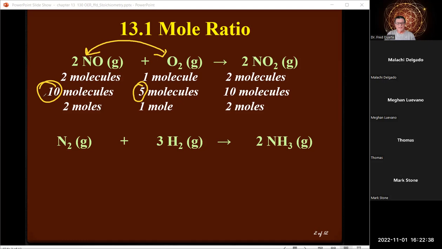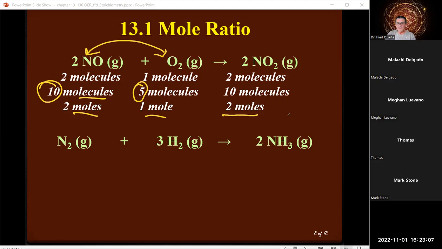And if I use 1,000 molecules of NO, well, I'm going to need half that amount of oxygen. Now, normally we don't talk about individual molecules. We use the term moles. So what we say is it takes 2 moles of nitrogen monoxide to react with 1 mole of oxygen to yield 2 moles of nitrogen dioxide, okay?